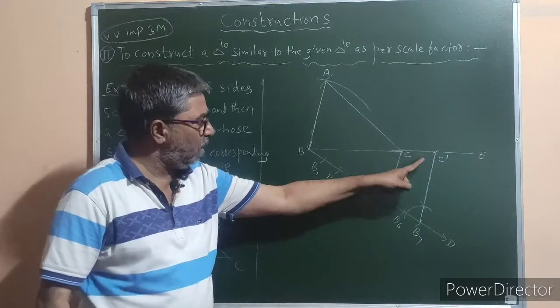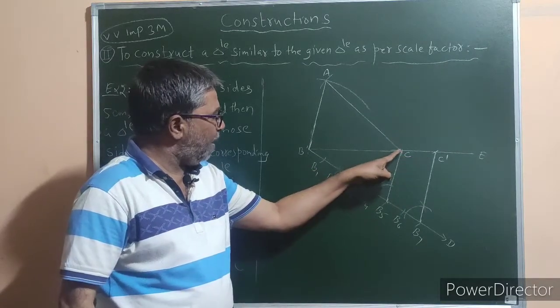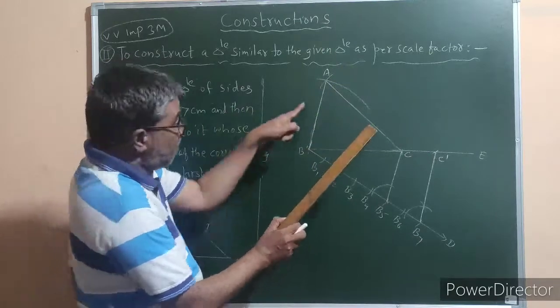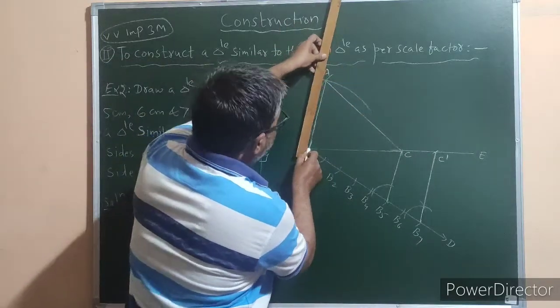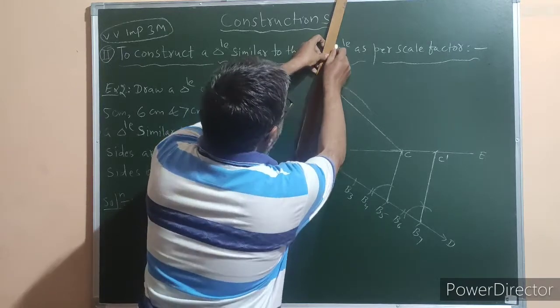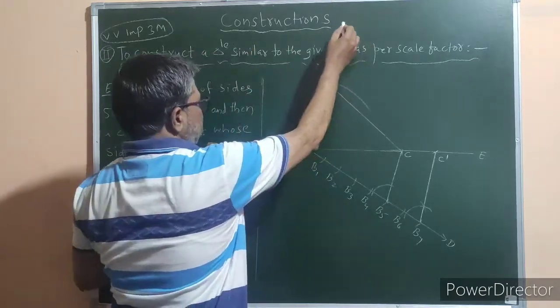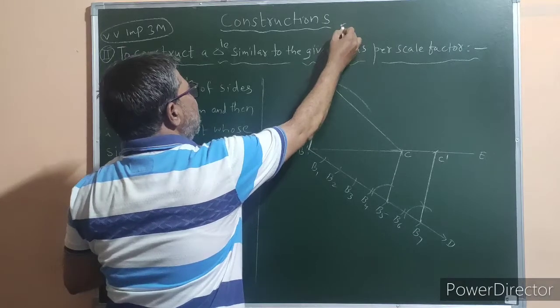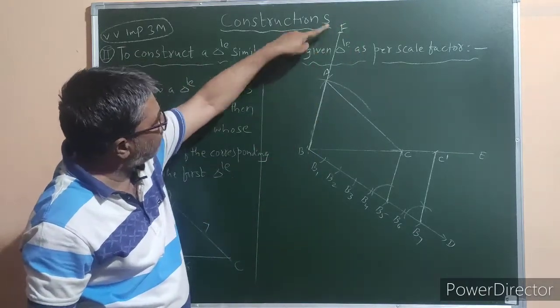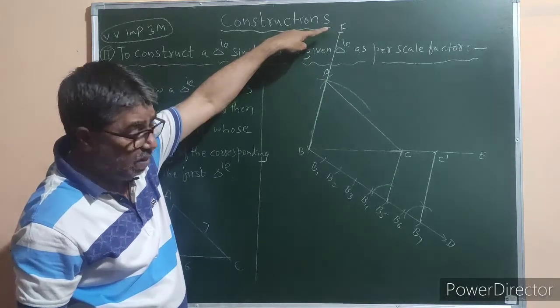So in the same way, you have to draw a parallel line to CA from C dash, and for this you have to extend the line BA. Okay, line BA is to be extended. You call this point as F. So BA is extended up to F.